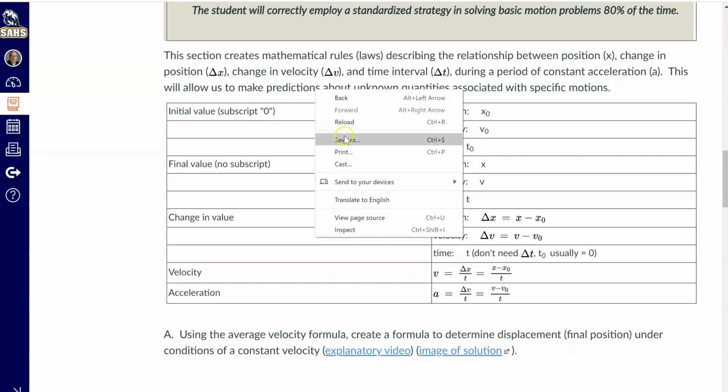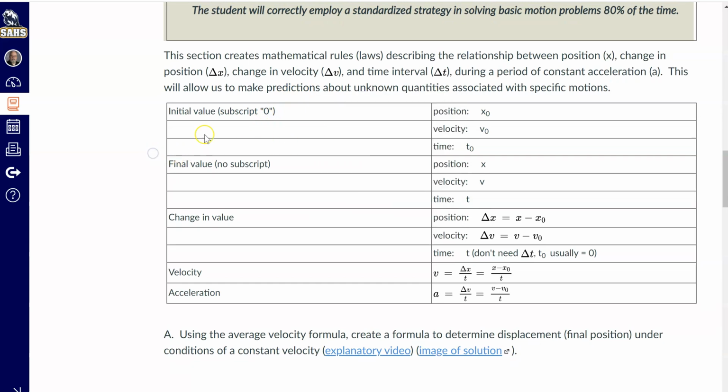Now, the conventions that we're going to use in this, I will usually, not always, but usually say that position is going to be symbolized by x0 for the initial position and x for the final position. Velocity is usually going to be v0 for the initial velocity and v for the final velocity. And then for time, since the initial time is usually 0, we're just going to ignore it and just call it time, t.